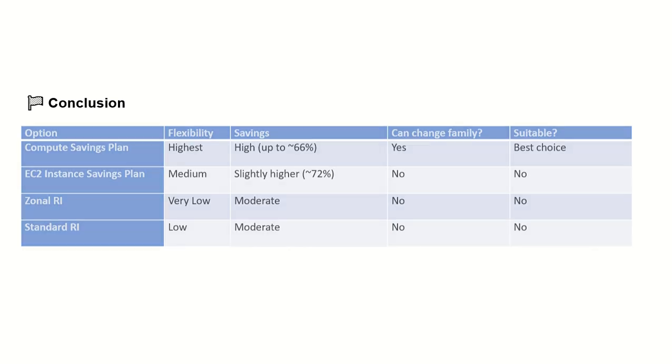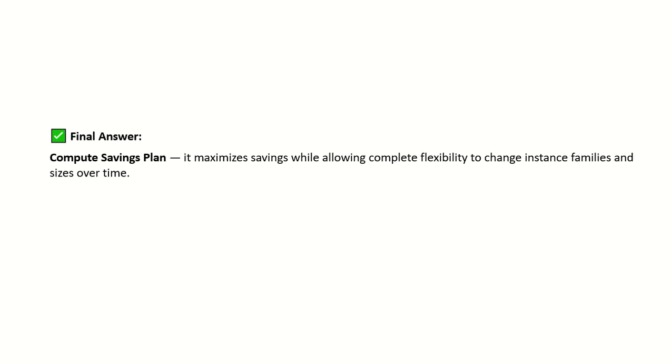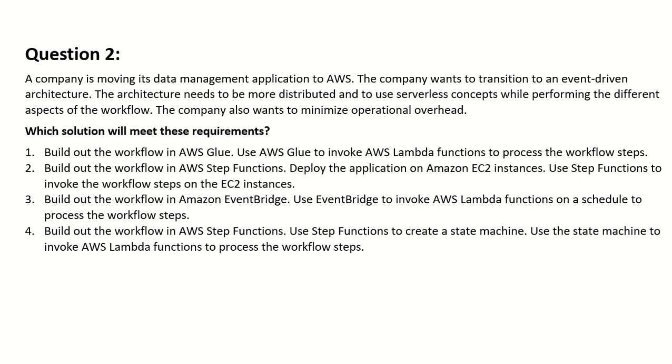So what is the conclusion? You can see in the table, compute savings plan has the highest flexibility. Its savings are up to 66%. EC2 instance savings plan is slightly higher, however you can't change the family, and that was your requirement. So the compute savings plan would be the best choice. The final answer is compute savings plans because it maximizes savings while allowing complete flexibility to change instance families and sizes over time. Now let's move to question 2.